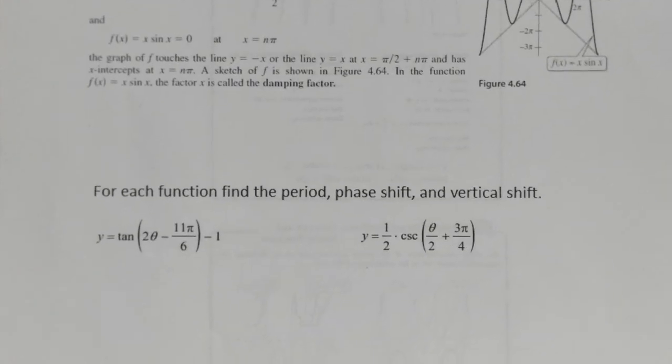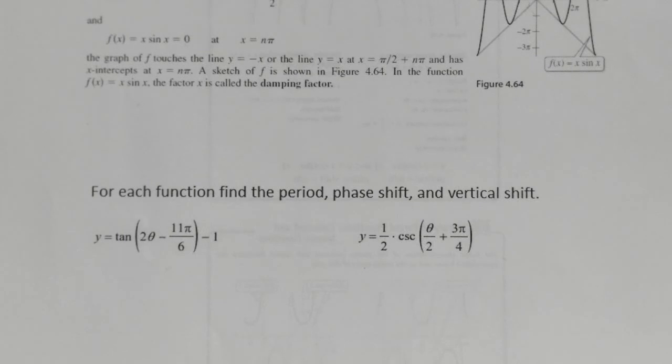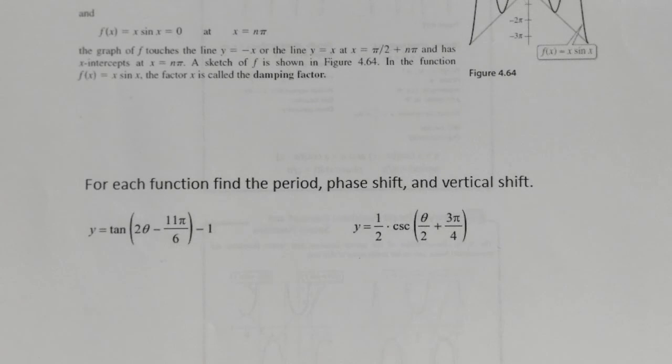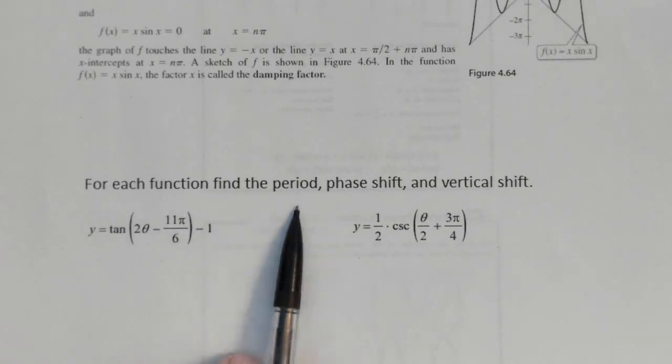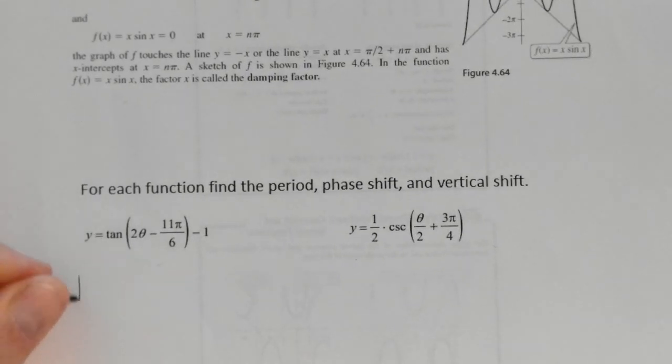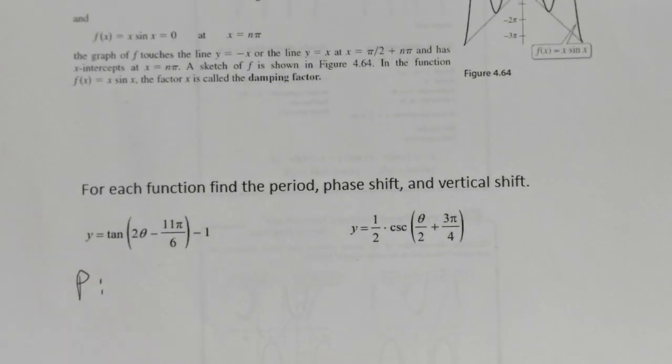And so now the type of problems that we're going to be looking at are, we're given some equations with some of the 4 new trigonometric functions that we've studied in this section, and we're asking for the period, the phase shift, and the vertical shift. And so with this one, the first thing that we can do is take a look and see if we can find the period.